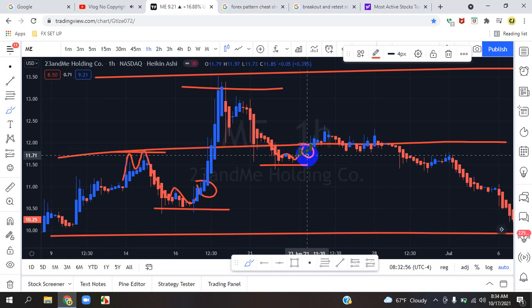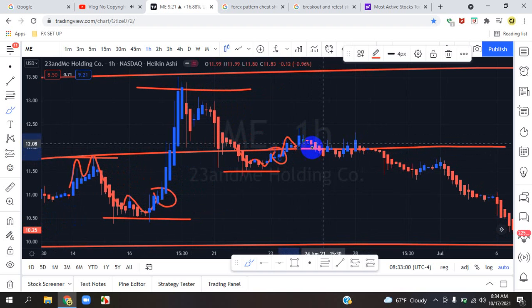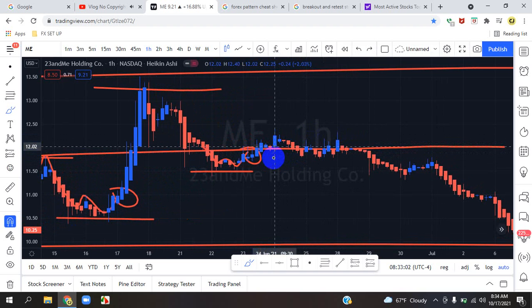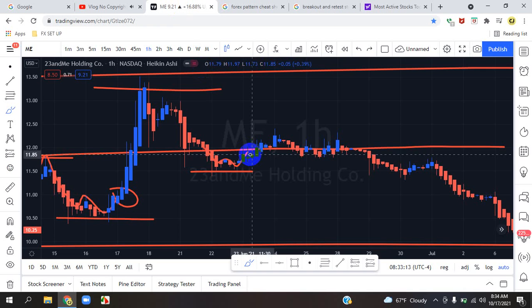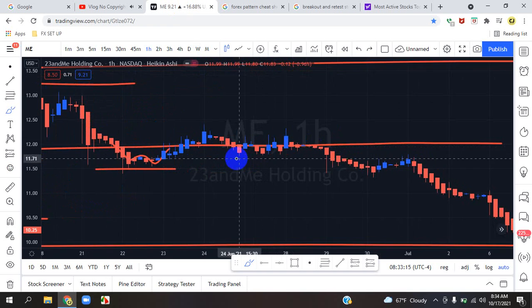Did it happen? Yes, it did. Market pushed up once, came back to retest. So I'm going to stop right there. And the only reason why we received something that we always see is on the breakout and retest strategy on images. Okay, we receive a breakout and retest as well with these candles here.